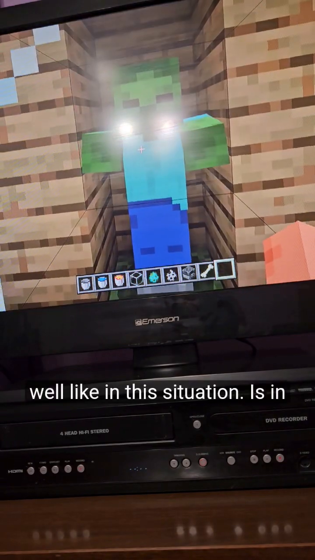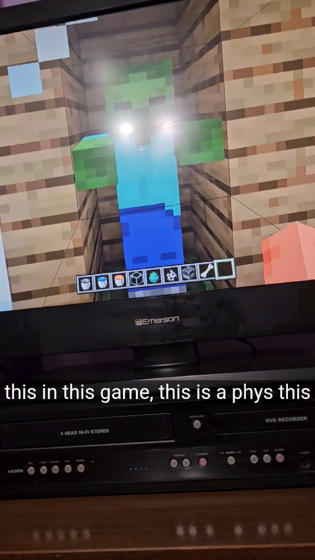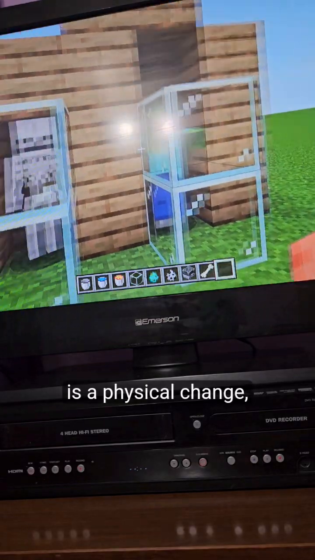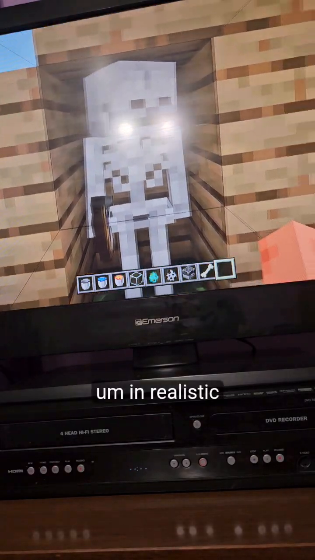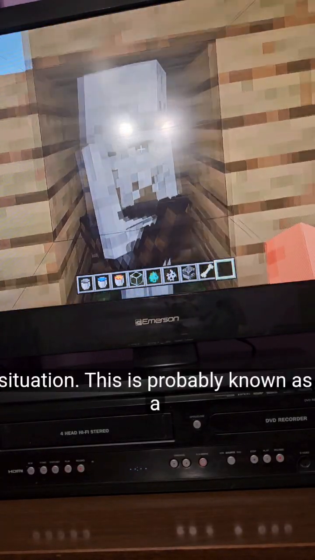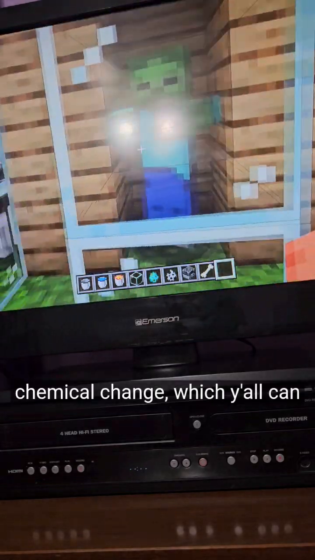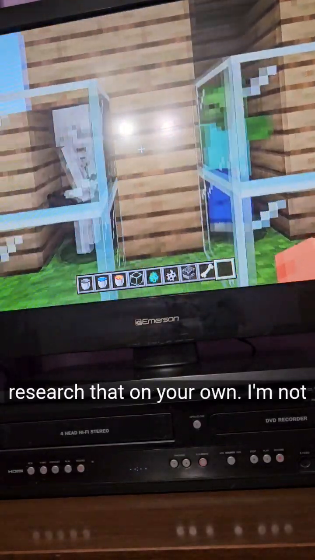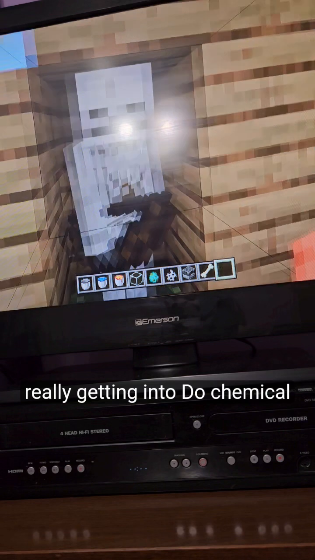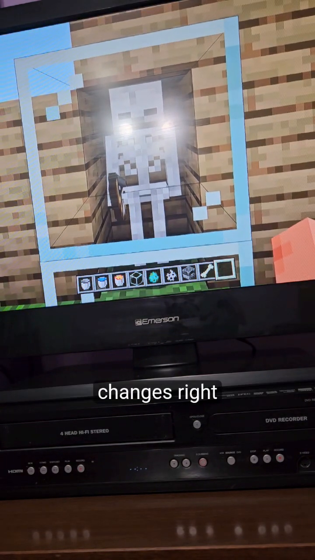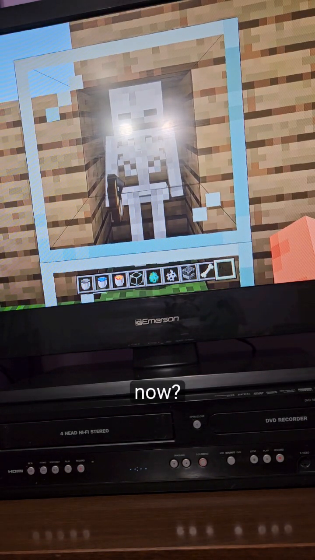Well, in this game, this is a physical change. In realistic situations, this is probably known as a chemical change, which y'all can research on your own. I'm not really getting into chemical changes right now.